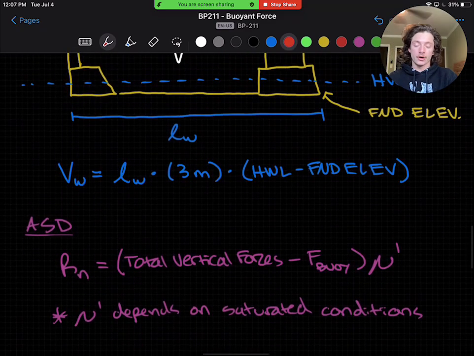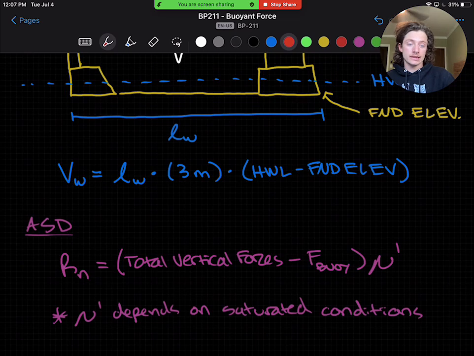So we'll get our new sliding resistance as our total vertical forces minus our buoyant force, multiplied by our sliding coefficient. And I noticed I put a mu prime here because mu prime can change based on saturated conditions, and if this is going to be significantly different, we need to make sure we're using the new mu prime.